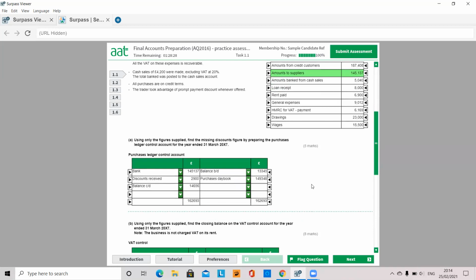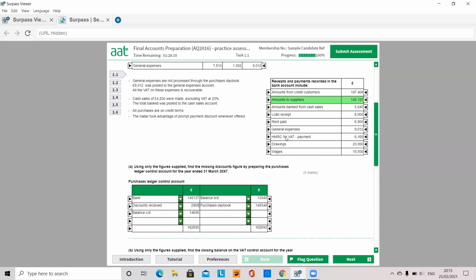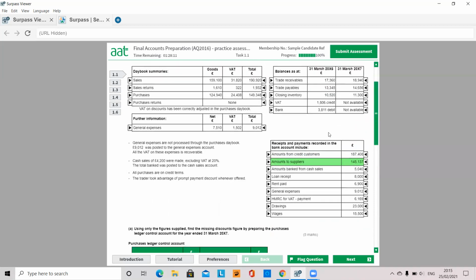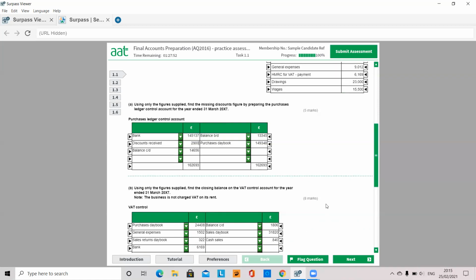The next one is a VAT control question. And again, similar process. And this time we're trying to find out what the closing balance is on the VAT control account. So let's go to our opening balance. So our VAT figure is up here. So we've got an opening figure, a balance brought down. On the credit side, it tells us of 1806. So I'm going to go to the VAT account and I'm going to put the balance carried down of 1806.